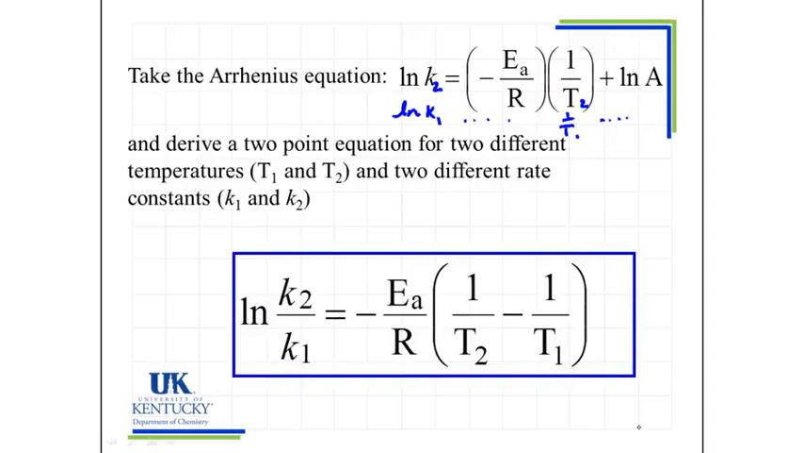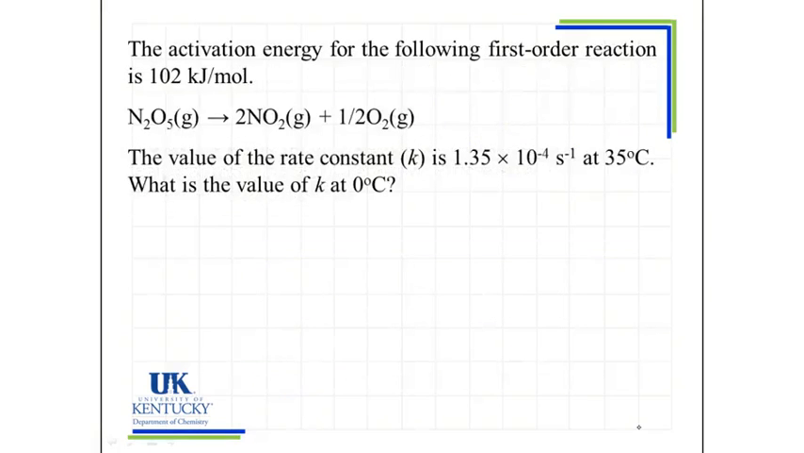You can derive the 2-point equation for the Arrhenius equation. Then you've got a relationship between 2 temperatures and 2 rate constants, and it could be a way to obtain an activation energy. In this equation, you've got 1, 2, 3, 4, 5 variables, and if you know 4 of them, you can solve for the 5th. That's very often asked of you within problems in this section. So I've given you one here.